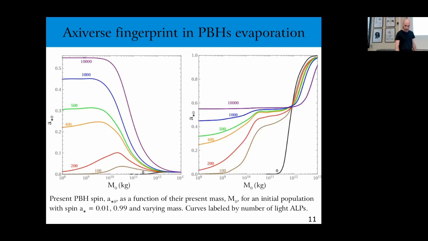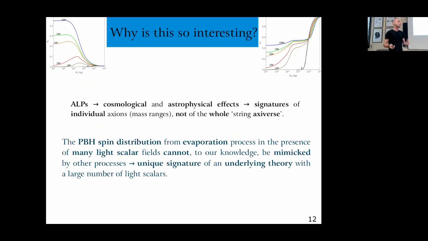Did I answer your question? So why is this result interesting? It is interesting because there are known cosmological and astrophysical signatures of individual axions and individual mass ranges of the axion, but not a probe of the total number of these particles, so not the whole axiverse. And to our knowledge, this spin distribution of primordial black holes which evaporate in the presence of any scalar is a unique probe of the number of scalar fields present in the underlying theory of particle physics.